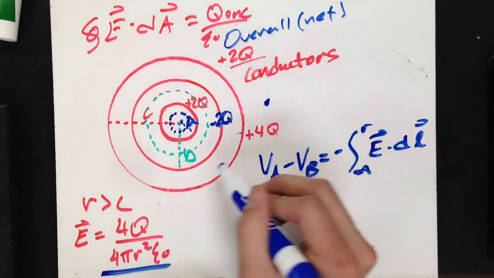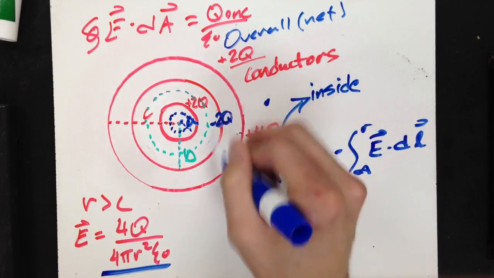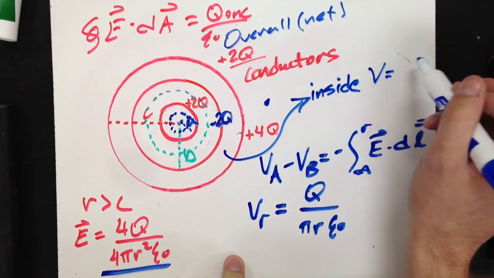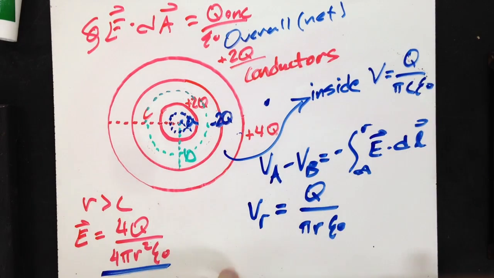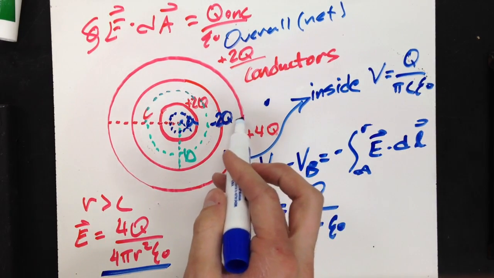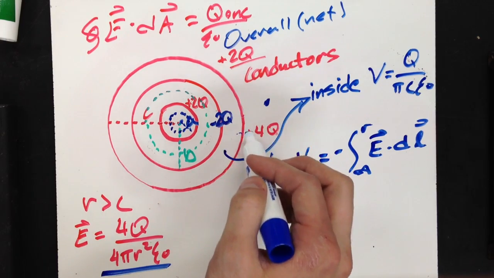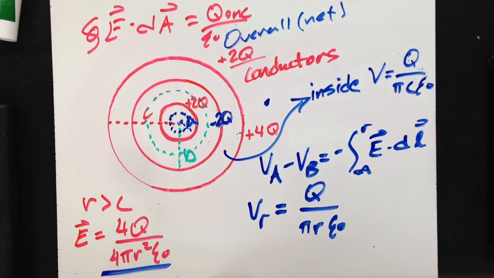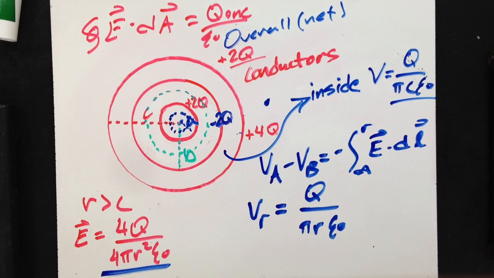So my electric potential inside this conductor here is going to be a constant, and it's going to be Q over 4 pi C epsilon naught. And it's going to be that for this entire surface. So the potential on this side is going to be the same right up until I get to that point. Okay? So my potential at B is going to be that.